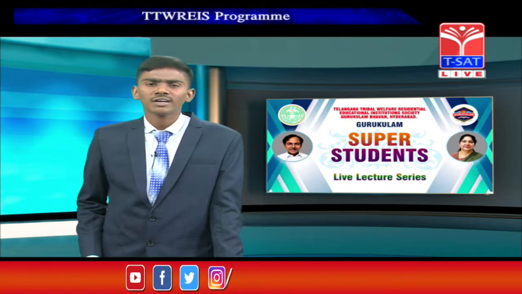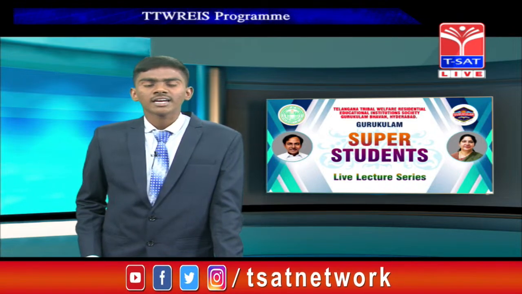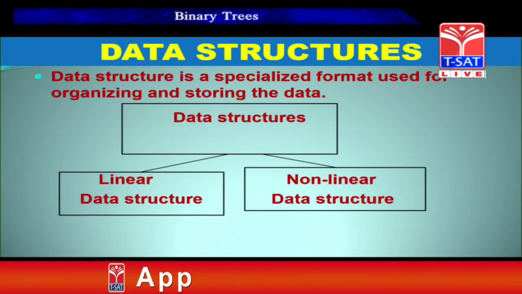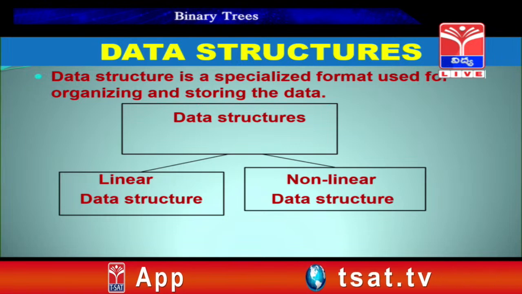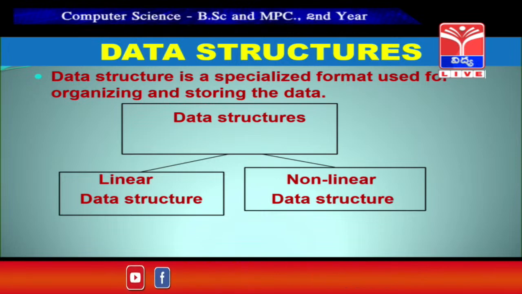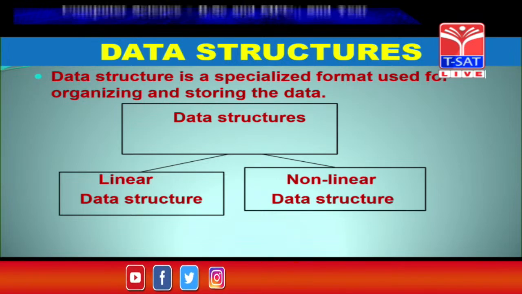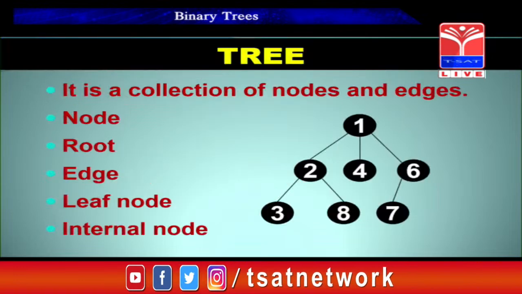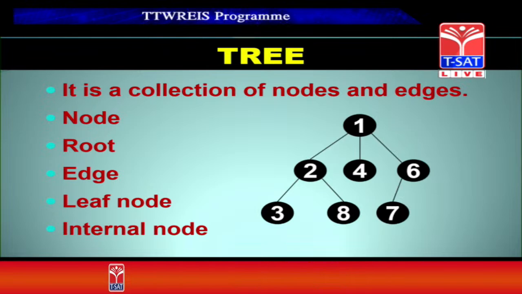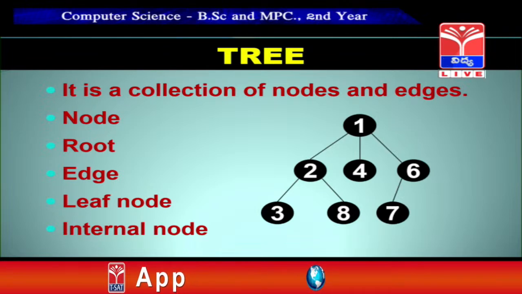Next one, non-linear data structure. A non-linear data structure is also a data structure in which we store the data elements in a non-sequential manner. Means in a non-linear data structure we store the data elements randomly. Graphs and trees are the best examples of non-linear data structures.